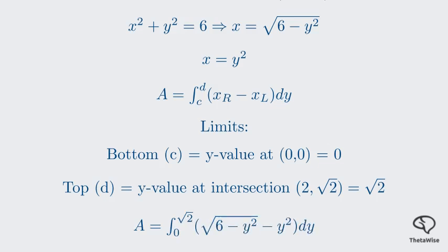Substituting everything, our integral is the area A equals the integral from 0 to root 2 of the square root of 6 minus y squared, minus y squared, with respect to y. Now we need to integrate this. We have the integral of root 6 minus y squared and the integral of y squared. The integral of y squared is straightforward. The integral of the square root term requires a special formula. This is a common integral to know, but is often provided in formula sheets.